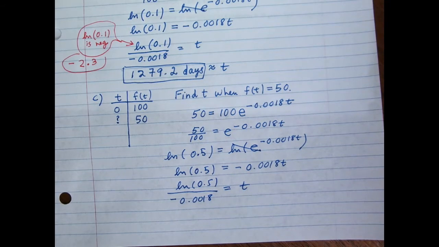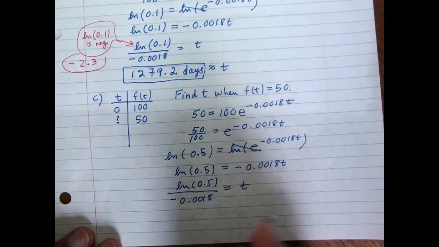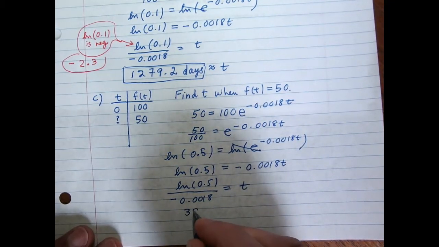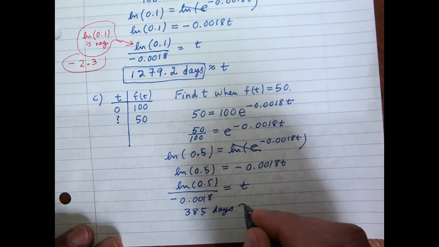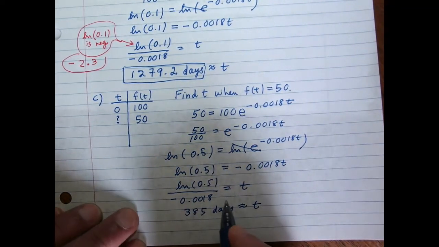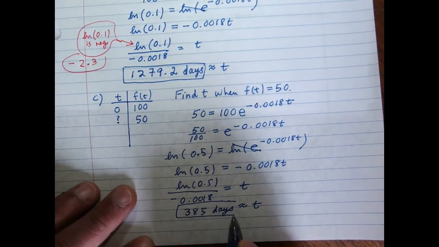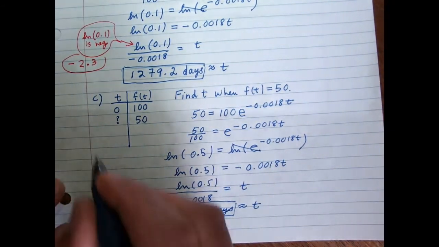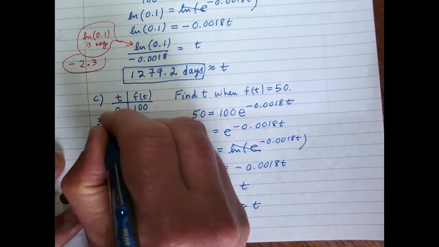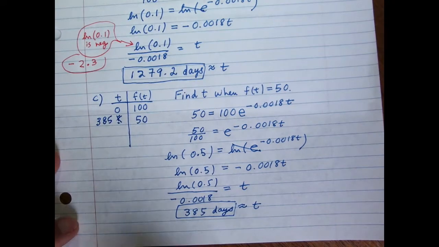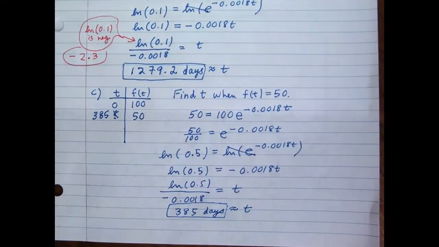And I believe I did this ahead of time, and I get 385 days is my value of t. So that's 385 days. And so let's continue on with the other parts of that problem.